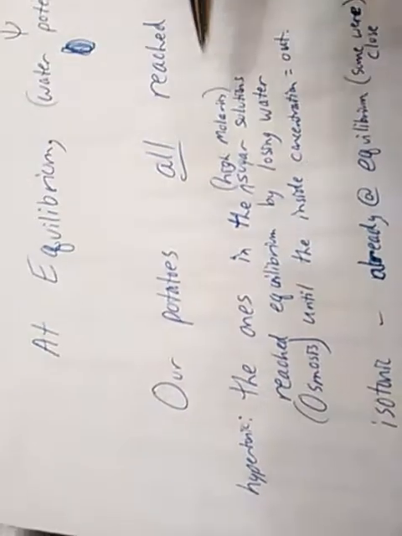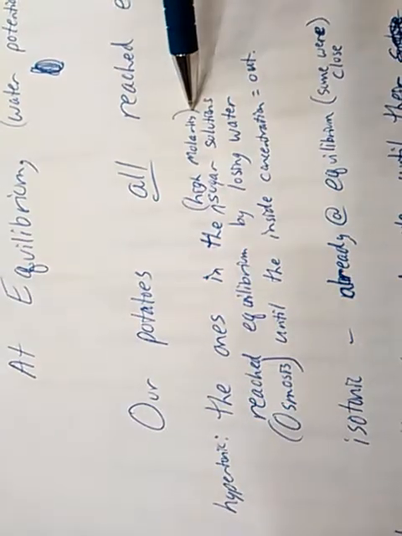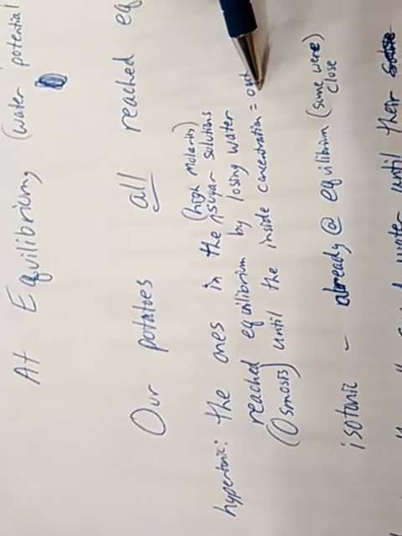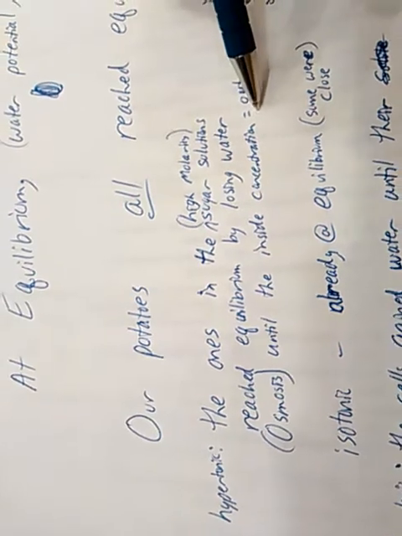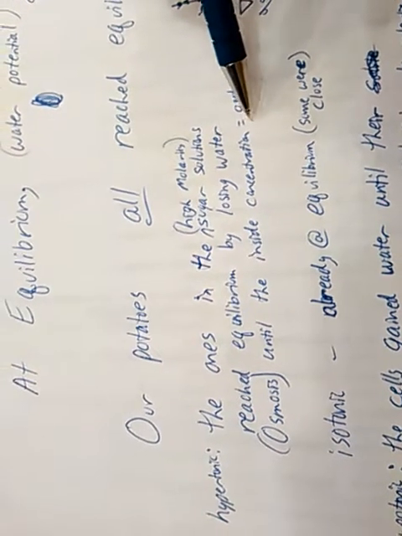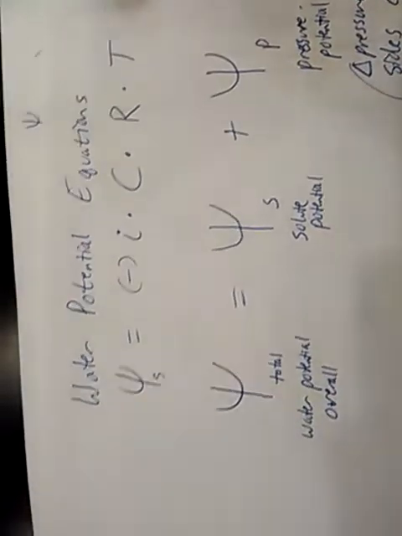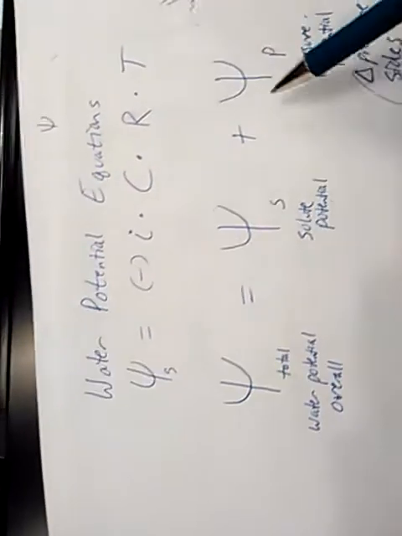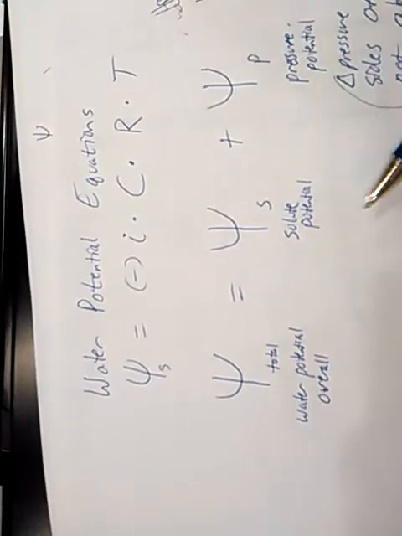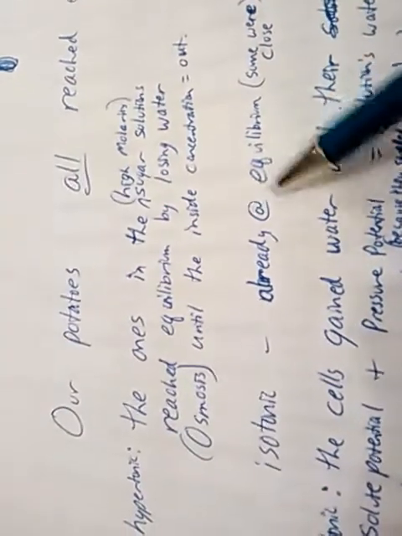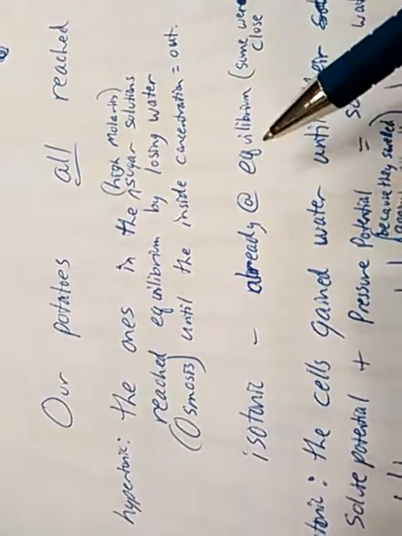And just as a refresher, hypertonic, the ones that were in the high molarity solutions reached equilibrium by means of losing water until the inside concentration was equal to the outside. So those ones did have the same concentration on both sides, and you can tell that because in those limp, flaccid potatoes, there was no pressure potential because the cells were all soggy. Isotonic ones, we had a couple that were kind of close, and they were already at equilibrium, so there wasn't a whole lot of change there.